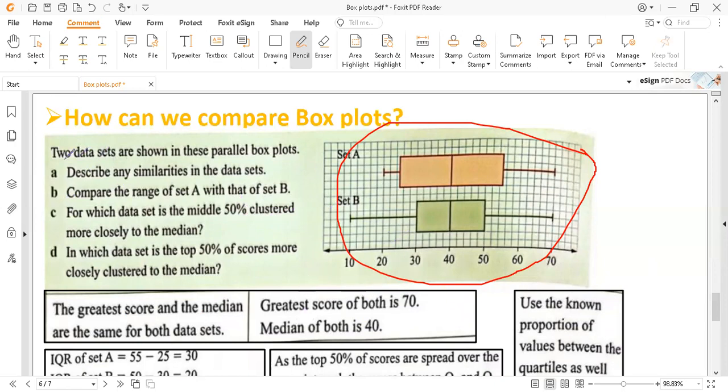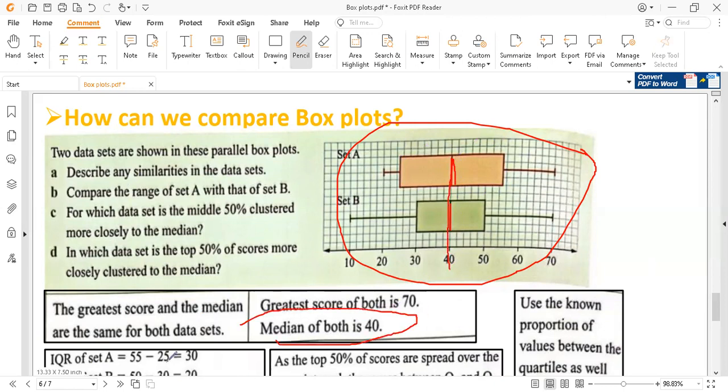So first of all, 2 data sets are shown in these parallel box plots. They ask us to describe any similarities in the data sets. So normally we can remark clearly that we have this cut, this thing here, the same. And we know that this cut is a part of the box plot. So it is the median, the second quarter. So normally we have the same median, 40. We have the same median.